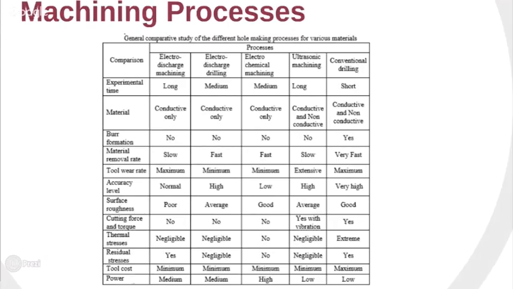So burr formation is minimum in all the modern machining processes or non-conventional machining processes, but in conventional drilling, burr formation is there. That is a very problematic area when we are talking about the machining of composites. Then material removal rate in conventional drilling is very fast as compared to all the processes. Now the tool wear in the case of conventional machining or drilling is maximum.